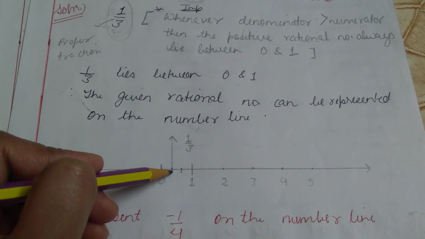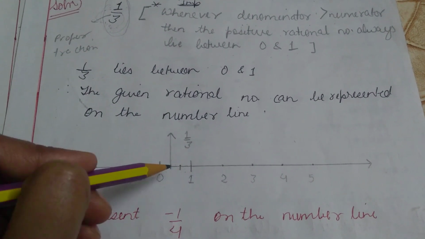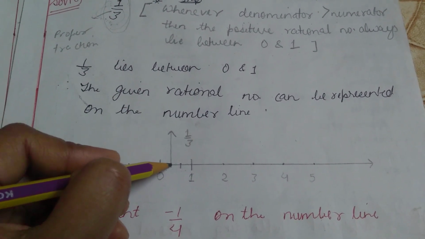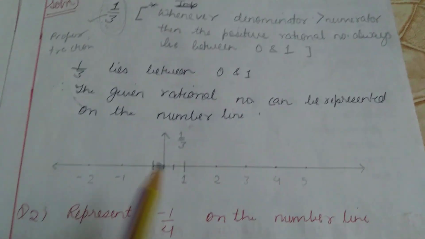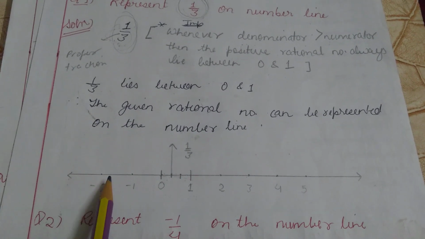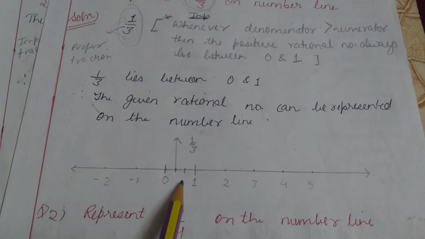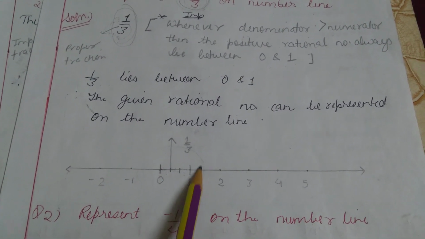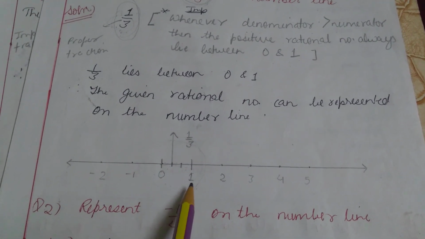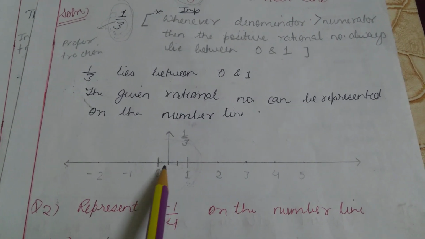I have drawn two small lines to divide this 0 and 1 into 3 equal parts. I have taken each subdivision as 0.5 centimeter and this 0 and 1 interval as 1.5 centimeter. All equal divisions I have taken. You have to draw equal intervals, and then 0 and 1, and then we will take that interval in which 1 by 3 will lie, 0 and 1, and we will divide this interval into 3 equal parts.